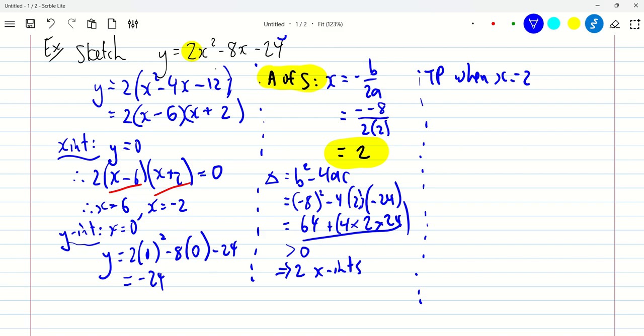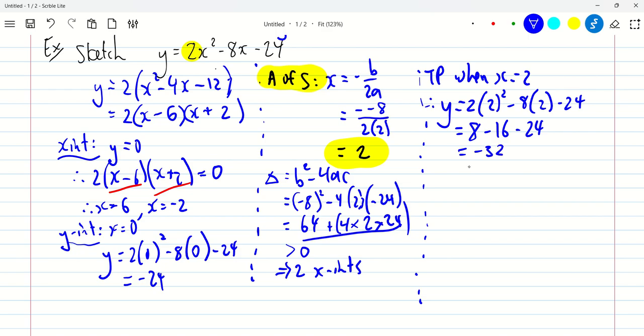I'm trying to show you some shortcuts if you don't like completing the square, which I know some of you don't. And so therefore, y is equal to 2 squared, I'm just substituting in x equals 2, minus 8 times 2, minus 24. And so that's equal to 4 times 2, that's 8, take away 16, take away 24. 8 take away 16 is negative 8, negative 8 take away 24 is negative 32.